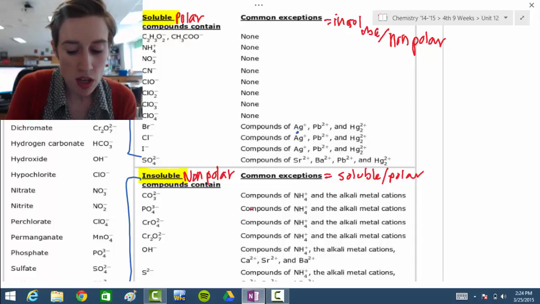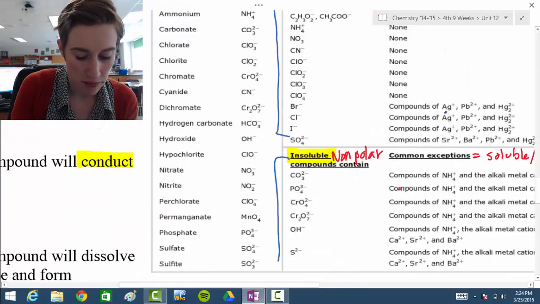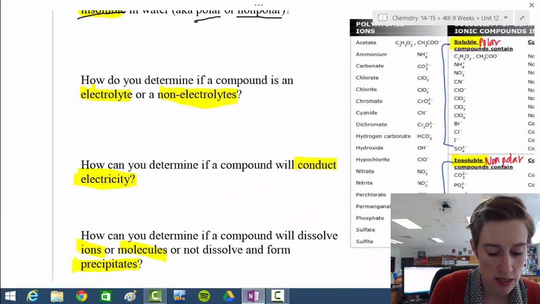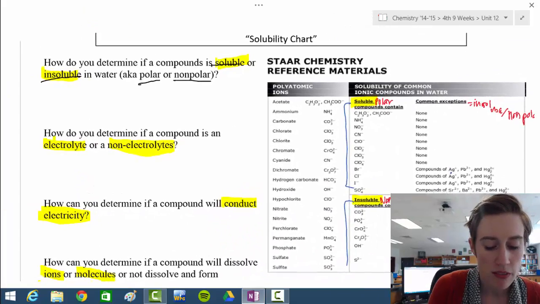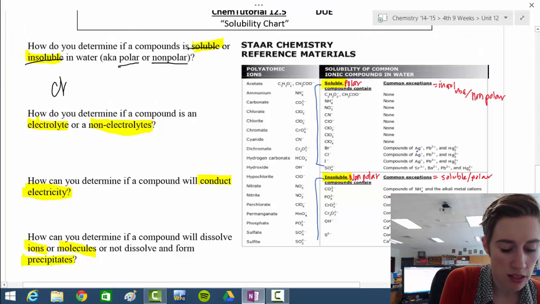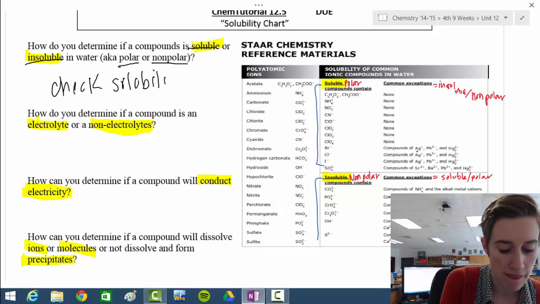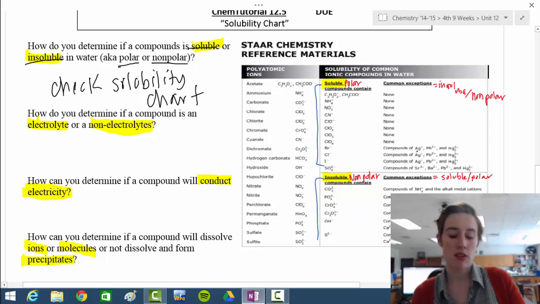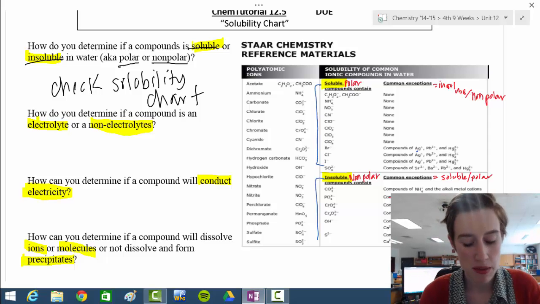Okay, so let's go back and fill in this question. This question asked us, how do you determine if a compound is soluble or insoluble, or polar or nonpolar? We are going to check the solubility chart. If I can find it on the solubility chart, it will tell me whether or not something's soluble.